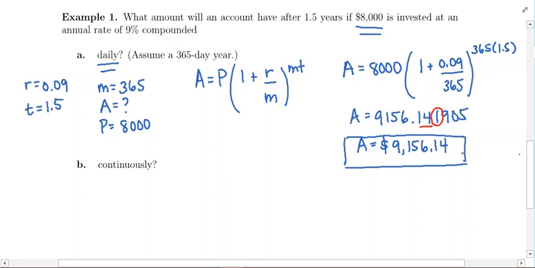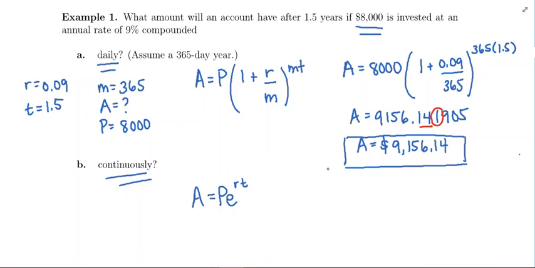In Part B, it's the same situation. You're still investing $8,000 as one lump sum for 1.5 years. Interest rate still 9%. The difference here is now the interest is going to be compounded continuously. So as soon as you see this phrase continuously, you know that we're going to be using the PERT formula instead of the regular compound interest formula. All it takes is that word continuously.